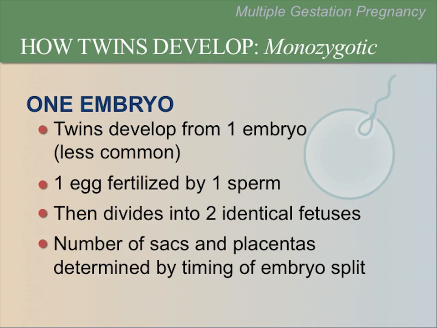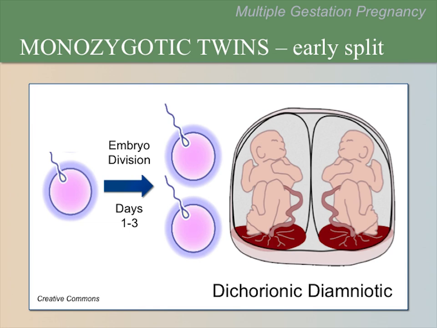which makes 2 identical fetuses. The number of gestational sacs and placentas is determined by the timing of embryo split after fertilization. 3 out of every 10 twin pregnancies form in this way. If division of the embryo occurred in the first 3 days after fertilization, each twin will have its own gestational sac and placenta. These twins are also called dichorionic, diamniotic, or di-di, but in this case they are identical because they developed from a single embryo.